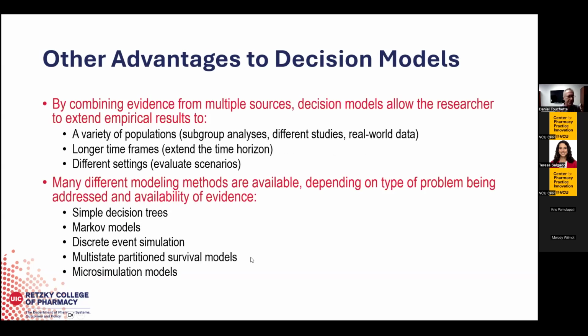There are certain advantages to decision models. By combining evidence from multiple sources, decision models allow the researcher to extend empirical results to a variety of populations through modeling different subgroup analyses or different studies, or looking at real-world data to enhance some of the inputs in the model. We can also look at longer time frames. Our study was looking at 6 and 12-month outcomes, but how do those outcomes extend to longer, more terminal clinical benefits?